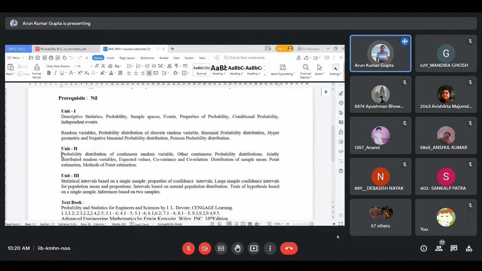You would have read gamma and beta function, right? Have you read in second semester gamma function, beta function? Yes, sir. How do you define the gamma function? Gamma of n. How do you define gamma of n? N plus 1 factorial. That is property. Definition.